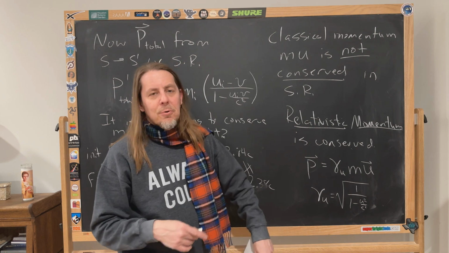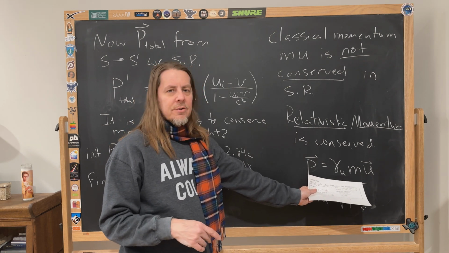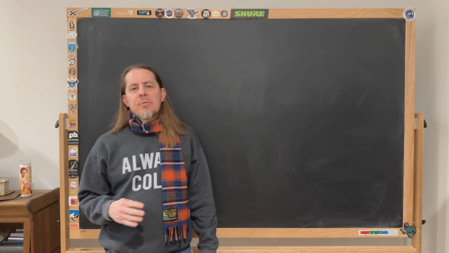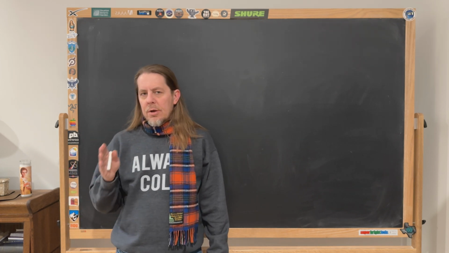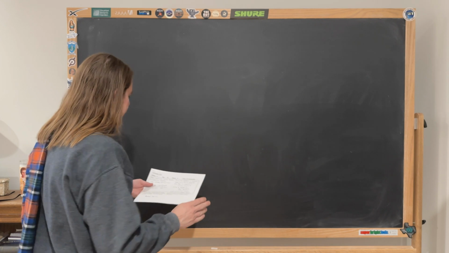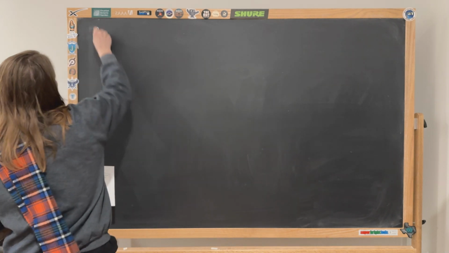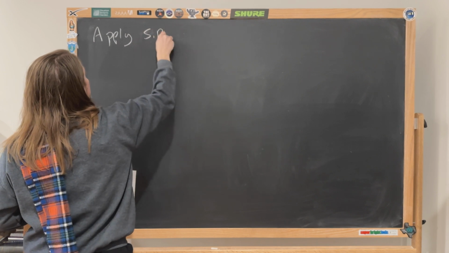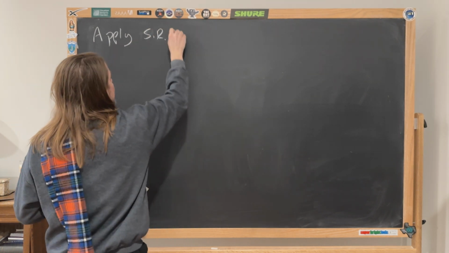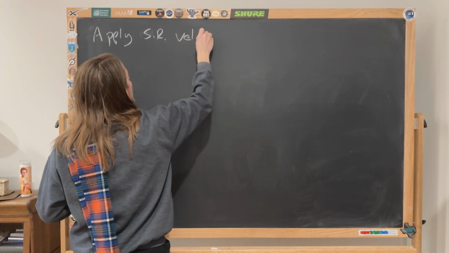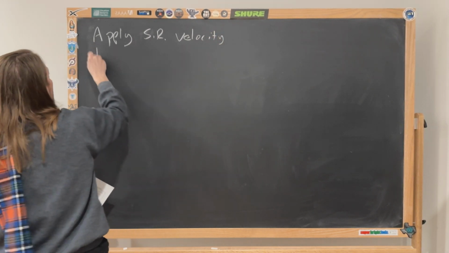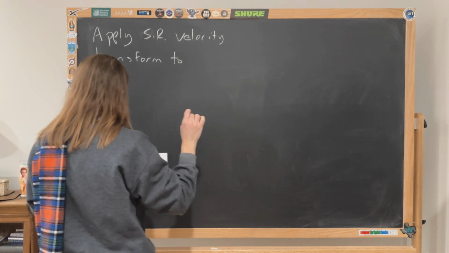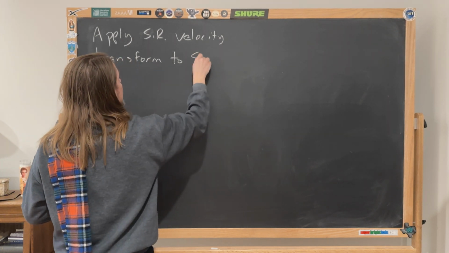So now we're going to move forward and see what that does to physics. So now we want to think about momentum conservation in different frames, purely relativistically. So let's apply the relativistic velocity transform to the relativistic momentum.